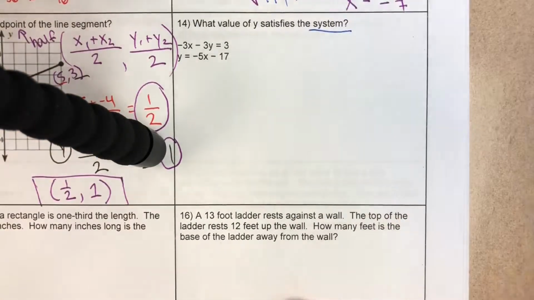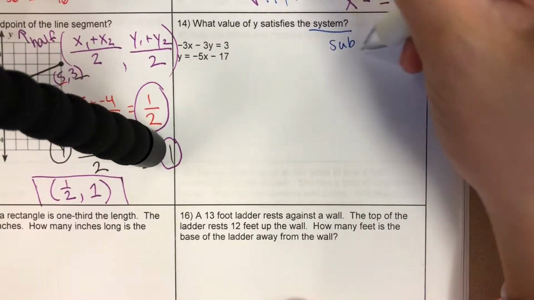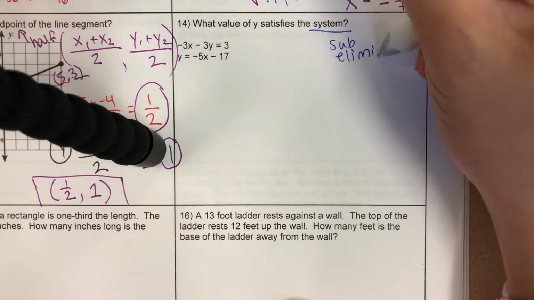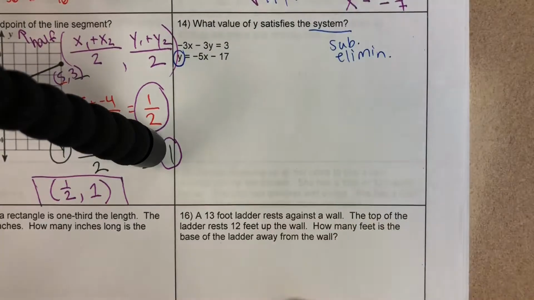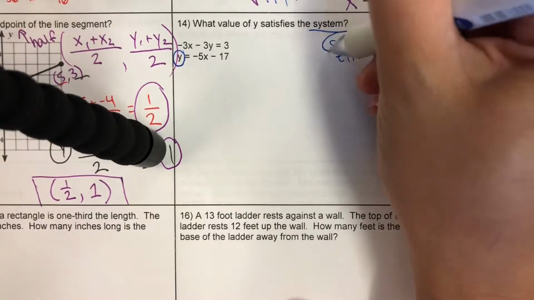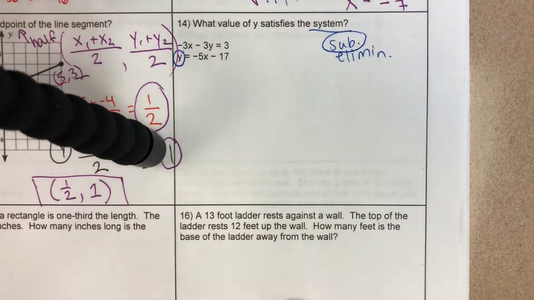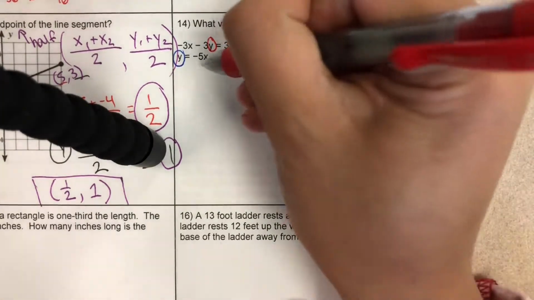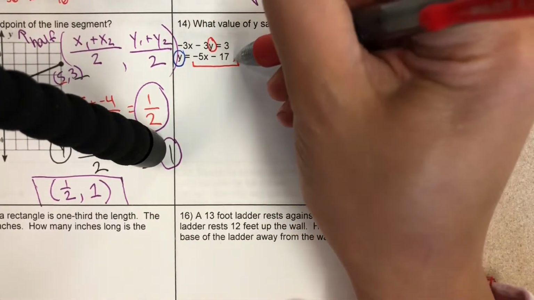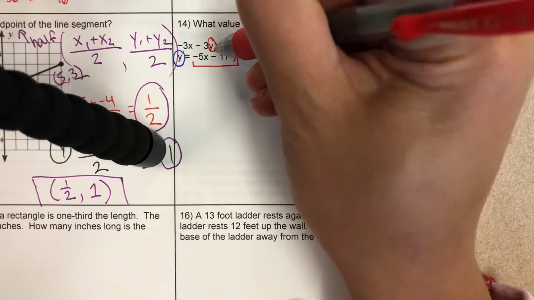When I have systems, I have 2 ways to solve it. One is going to be substitution, the other way is going to be elimination. Because I have a variable by itself right here, that y equals, I know that substitution is going to be my best bet. So what I'm going to do, because the y here and y here are equal, I'm going to take what y equals and substitute it in for this y right here.